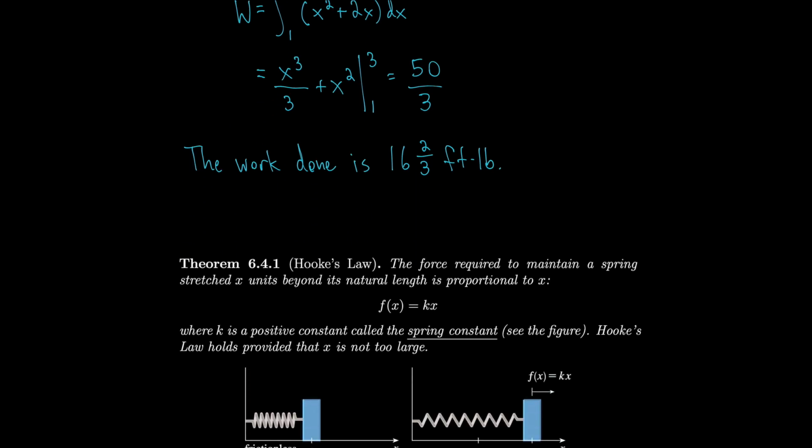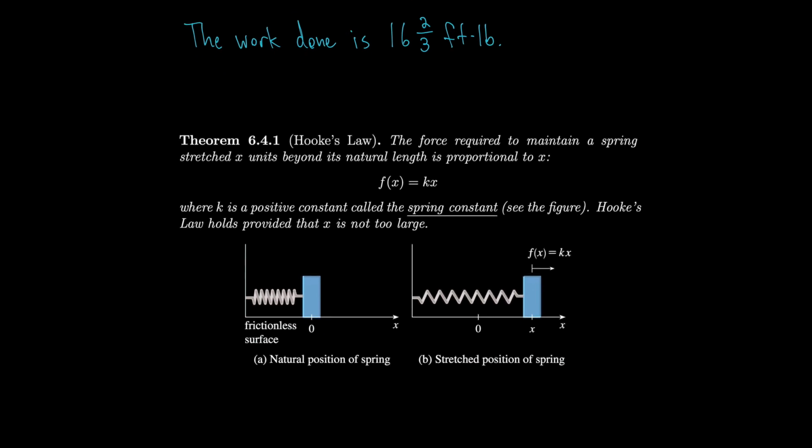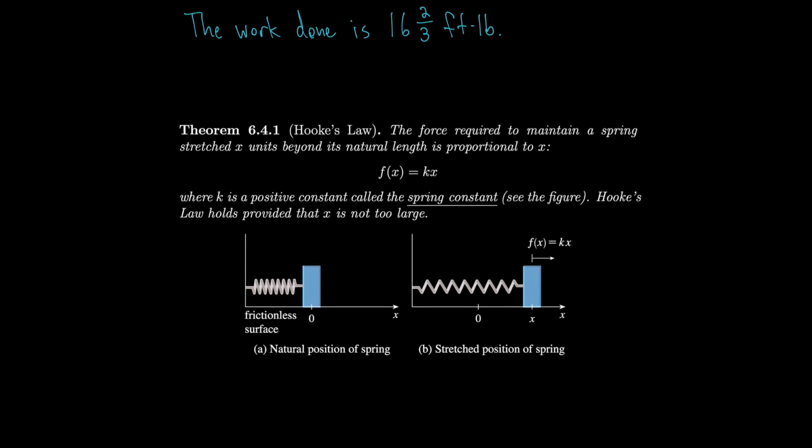We're not always given the force equation though. In fact, more often than not, we have to calculate it ourselves. So we can do that using a few different techniques, one of which is Hooke's law. The force required to maintain a spring stretched x units beyond its natural length is proportional to x. So that means that we can write it as f of x equals kx, where k is a positive constant called the spring constant.